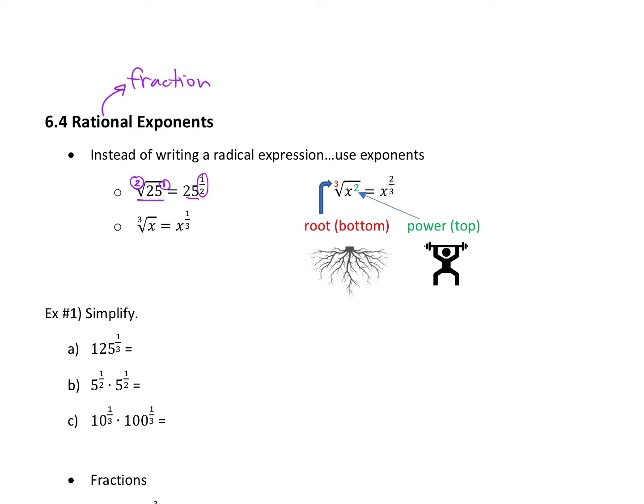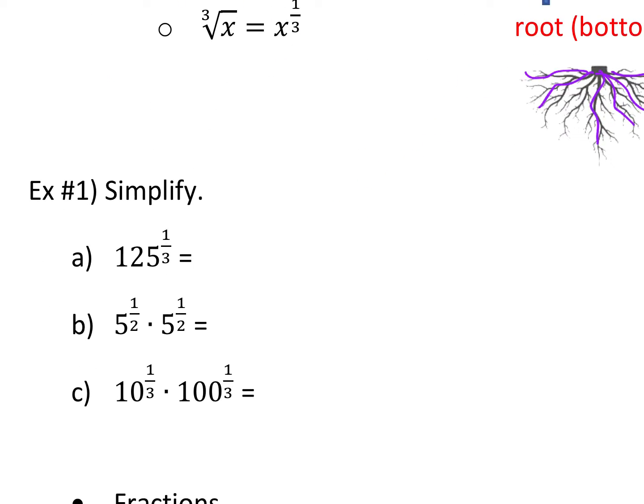The way I tell people to try to remember that is your power goes on top, right? If you are a person of power, you are on top of the world. Your root, the number outside here, goes on bottom because roots grow down, right? Roots go to the bottom. So that's how I try to tell people to remember it. It's up to you if that's how you want to think about it. But we would take the 2 and put it on top, and we take the root or the index and put it on bottom.